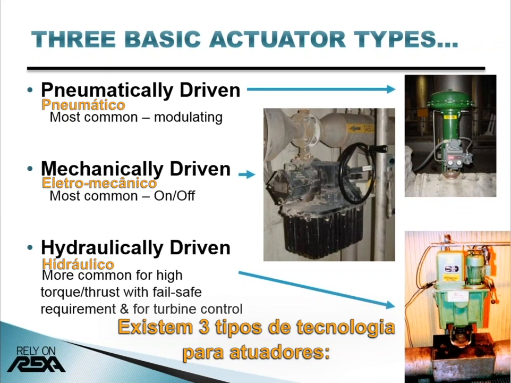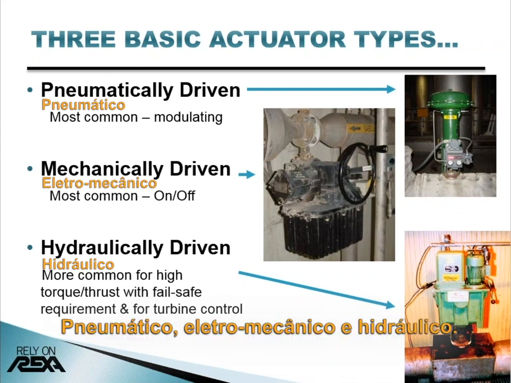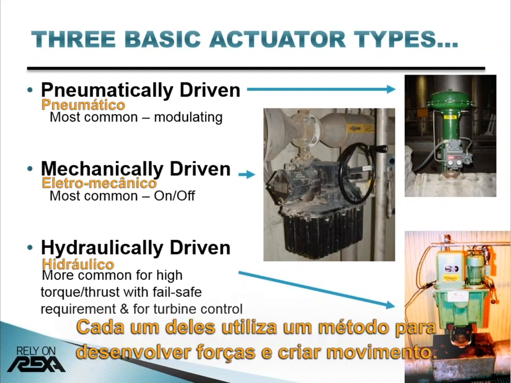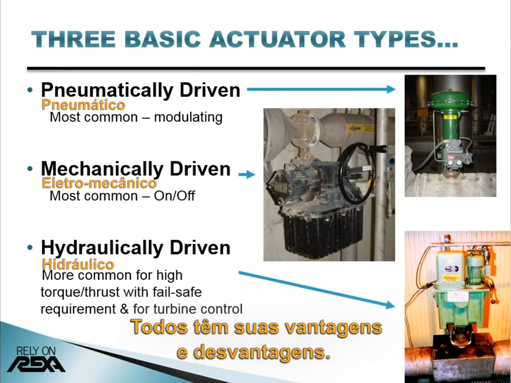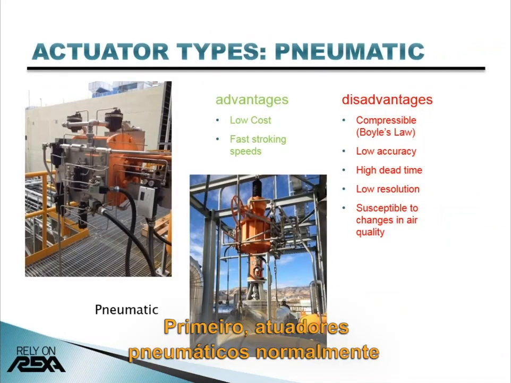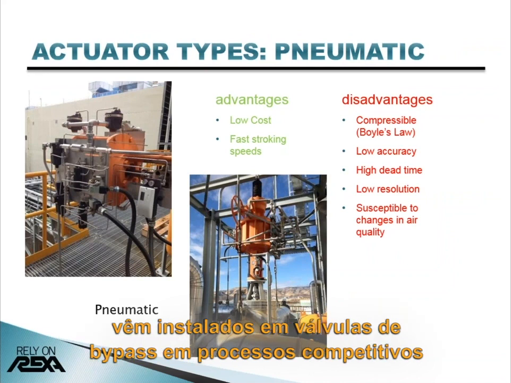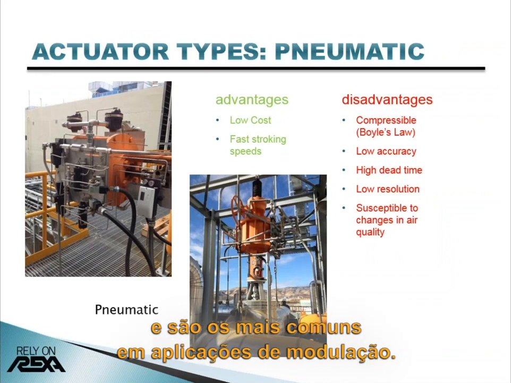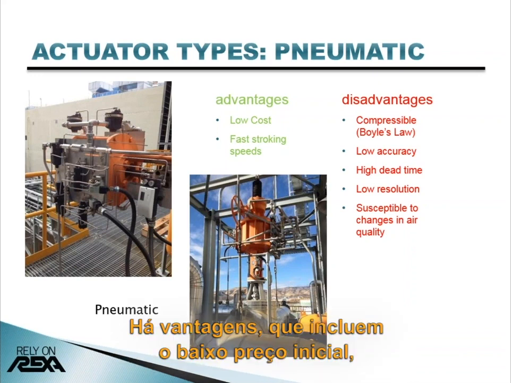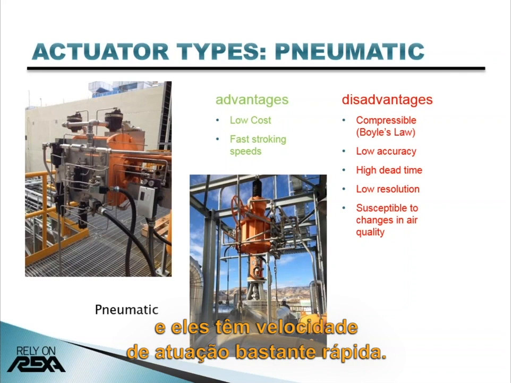There are three types of actuator technologies: pneumatic, electromechanical, and hydraulic. Each uses a different method to develop forces and create motion, all with advantages and disadvantages. First, pneumatic actuators normally come installed on bypass valves in a competitive bid and are the most common in modulating applications. Their advantages include low purchase price, and they have quite fast stroking speeds.